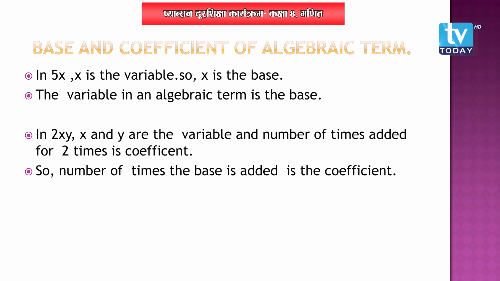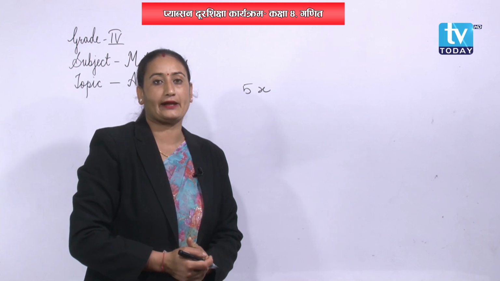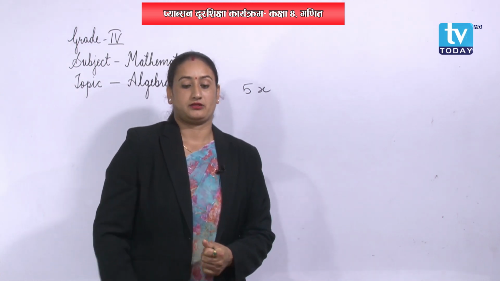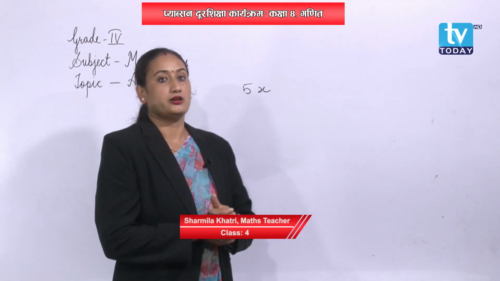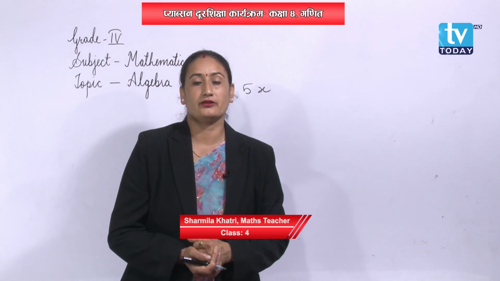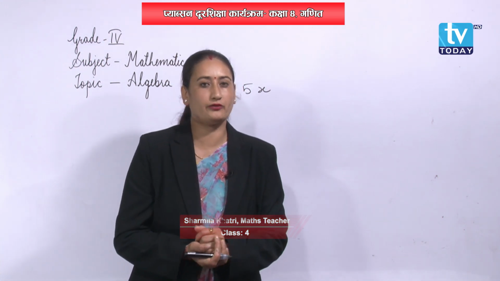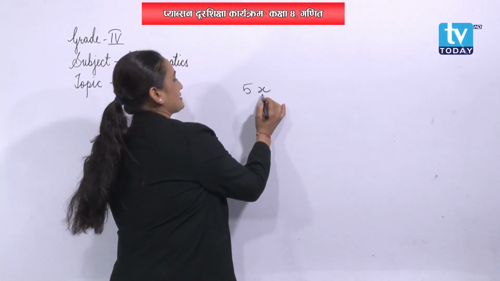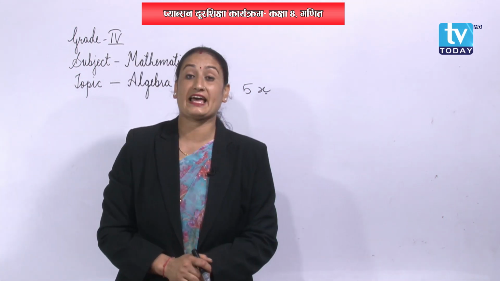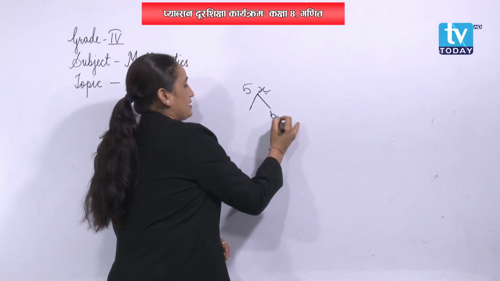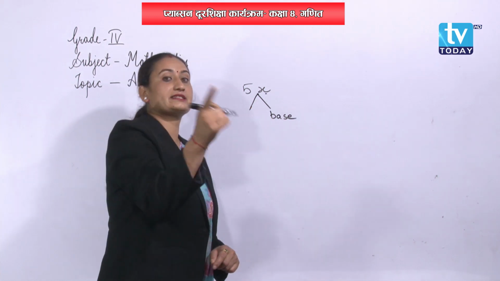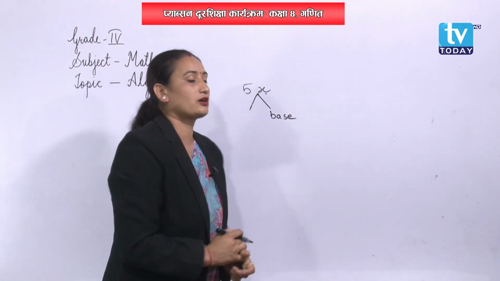For example, here 5x is written, right? Now tell me students, which one will be the base and which one will be the coefficient? For the base, a number represents a variable. And which one is the variable over here? Yes, x is the variable and we call this x a base. Before I have informed you, right? Variable is known as a base and the number representing that base is known as its coefficient.